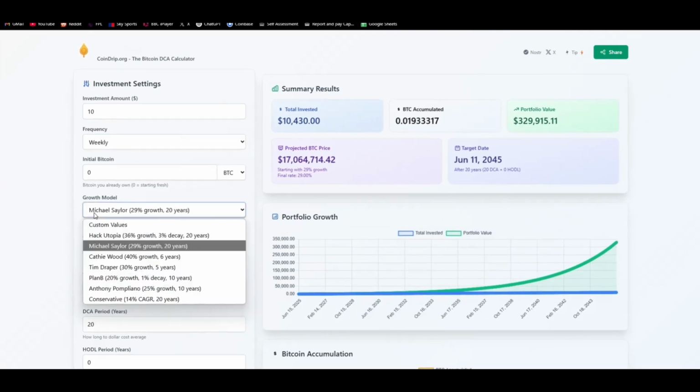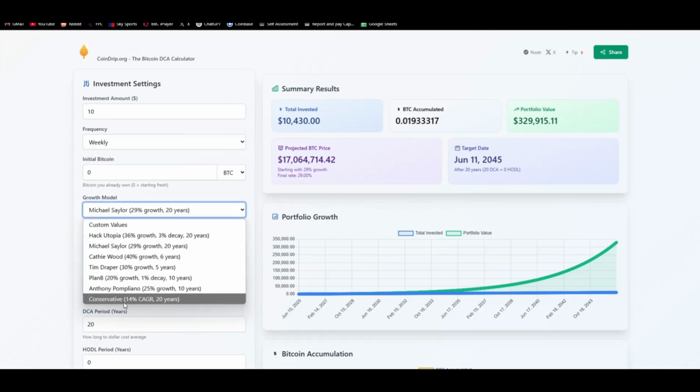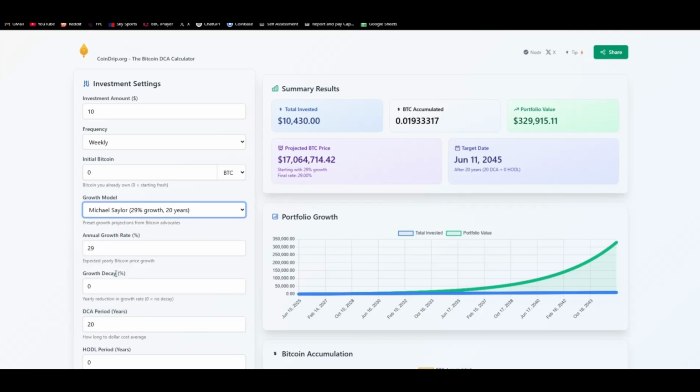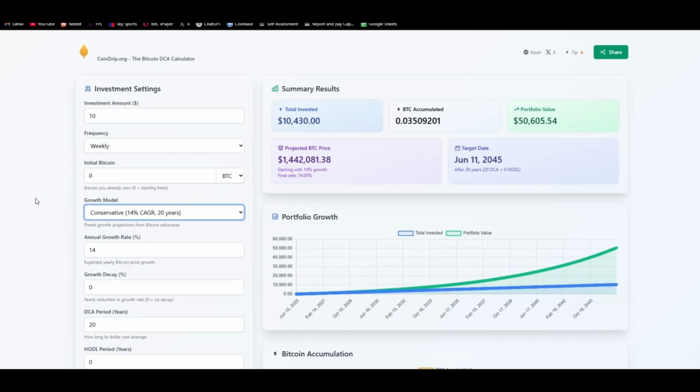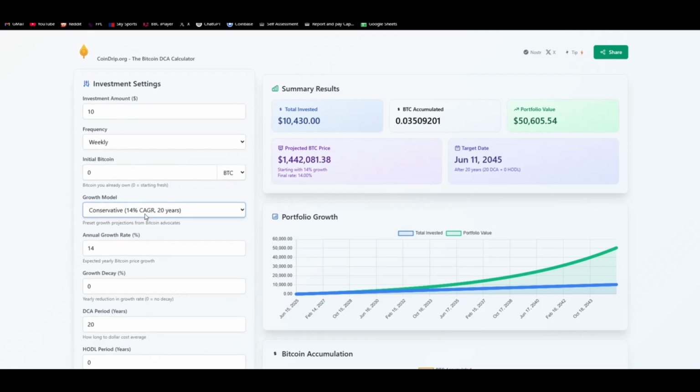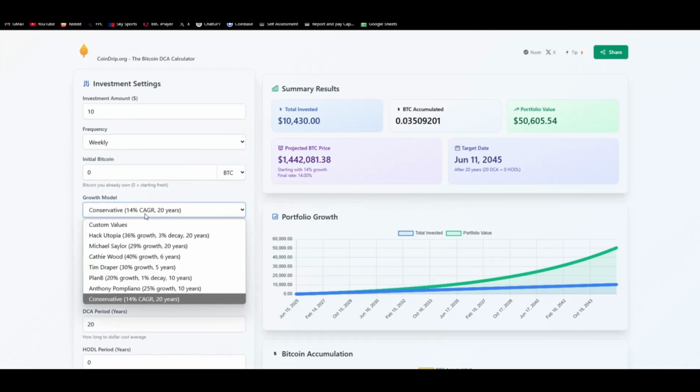But let's say even more pessimistically, let's say 14% CAGR, which is typically the S&P 500 return. $10 a week over the next 20 years, you'd have 0.035 Bitcoin, invested $10,000, and you return $50,604 as your portfolio value. Now, Bitcoin returning 14% a year annual growth rate is very unlikely. I believe it's going to go much higher than that. So let's go for a more optimistic model.